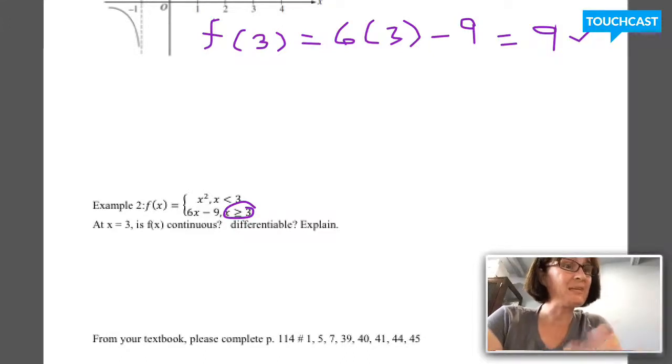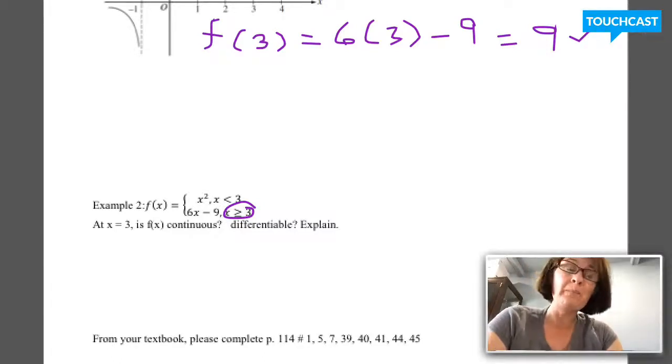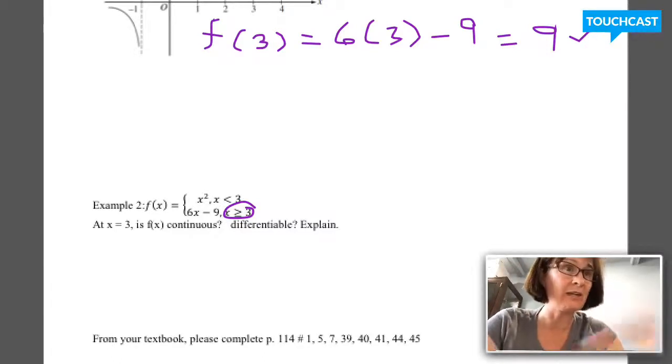Now I'm going to find the limit as x approaches 3 from the left of f of x. I'm going to find the limit as x approaches 3 from the right of f of x, and I'm just going to double check that they're both equal to 9.